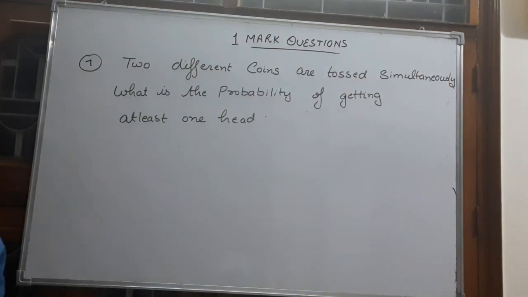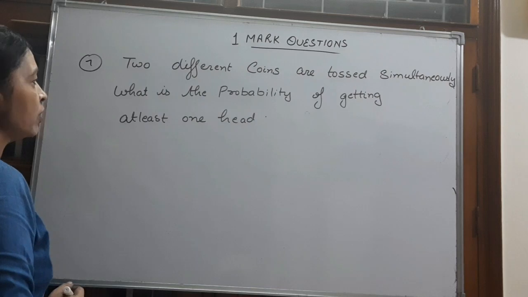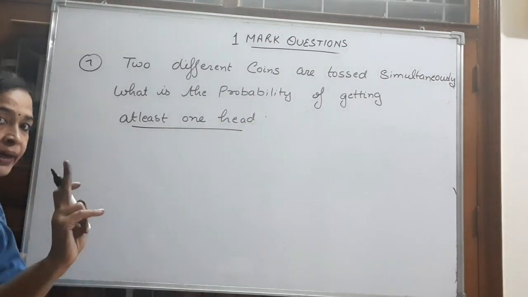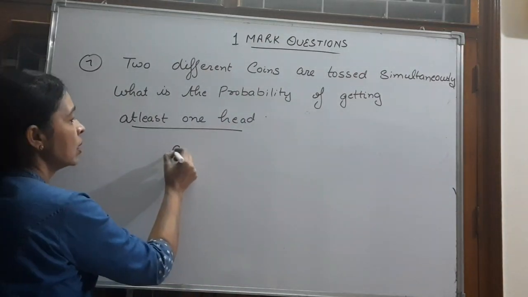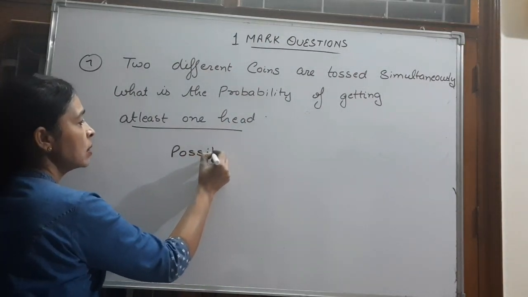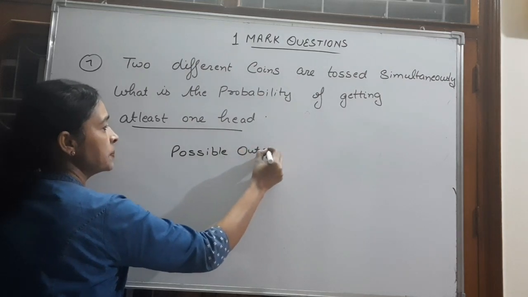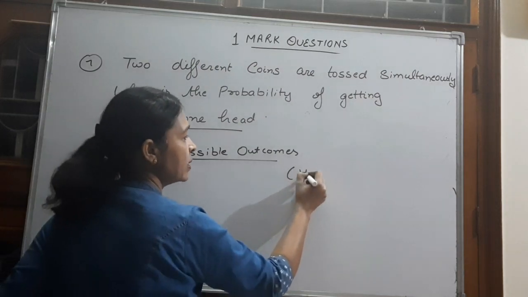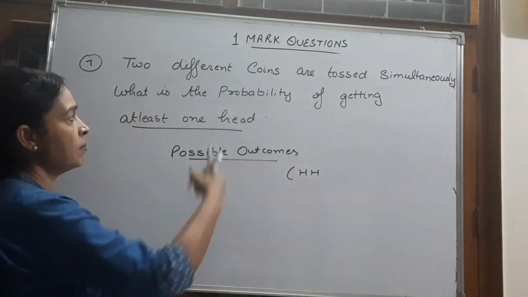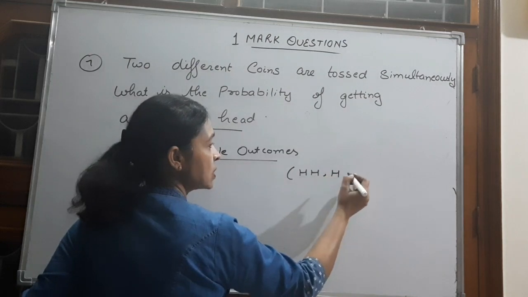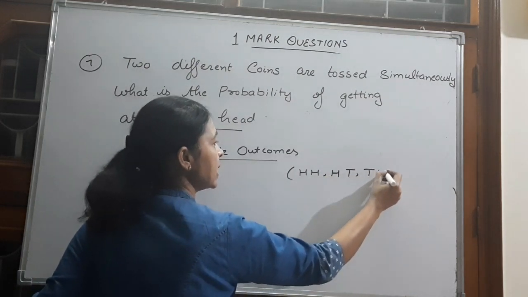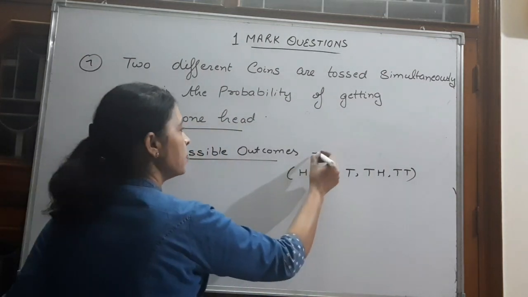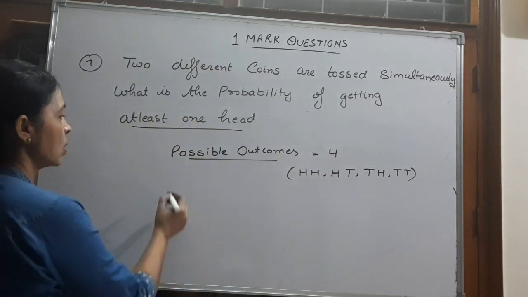Two different coins are tossed simultaneously. What is the probability of getting at least one head? At least one head means कम से कम एक हेड, उससे ज्यादा भी हो सकता है. On tossing two coins, what will be our possible outcomes? Either we get head the first time and head the second time, first time head then tail, first tail then head, or both times tail. Possible outcomes are 4.